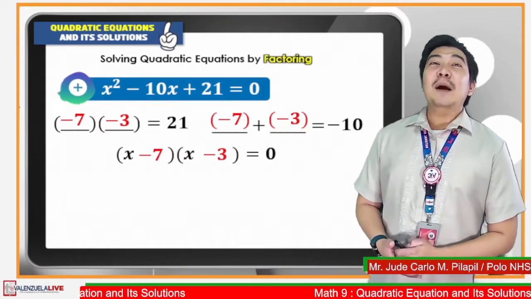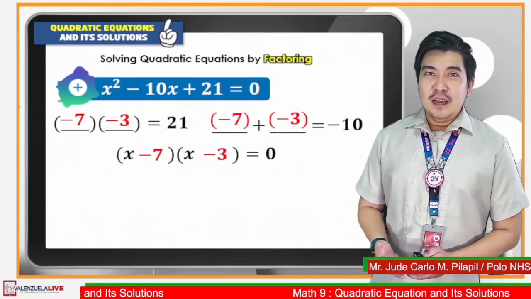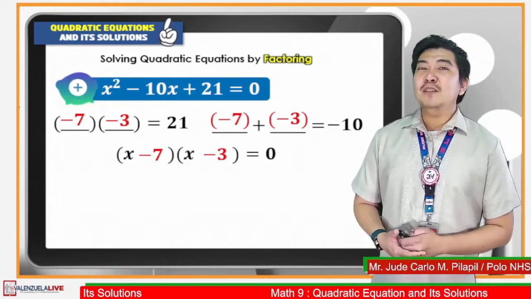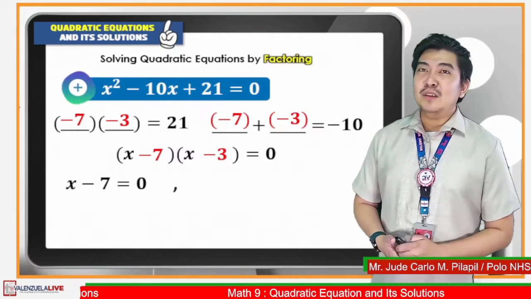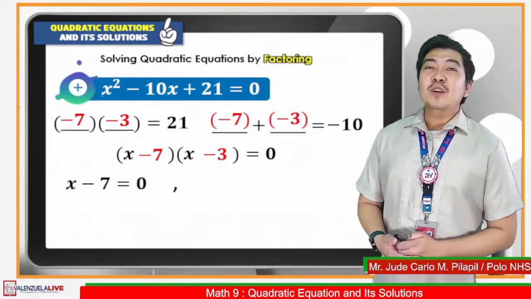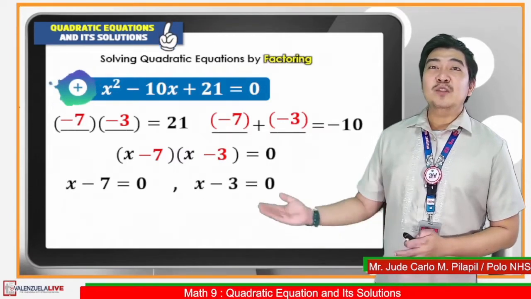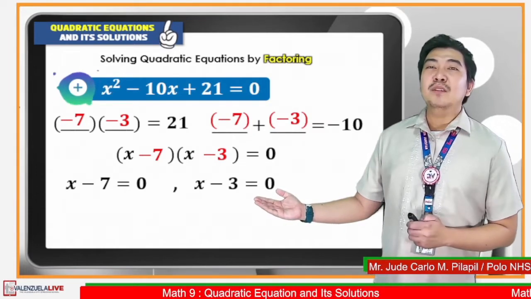Now, let us apply the zero product property. So the first factor x minus 7 equated to 0, that will be x minus 7 is equal to 0. The second factor will be equated to 0. The result will be x minus 3 is equal to 0.